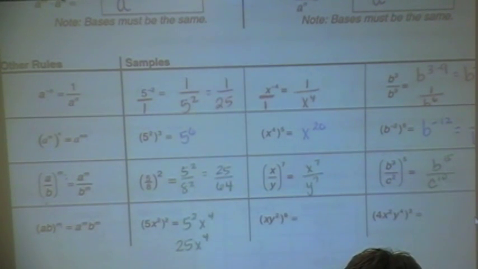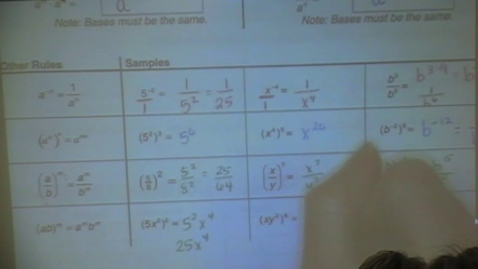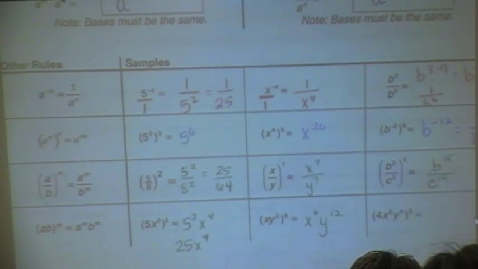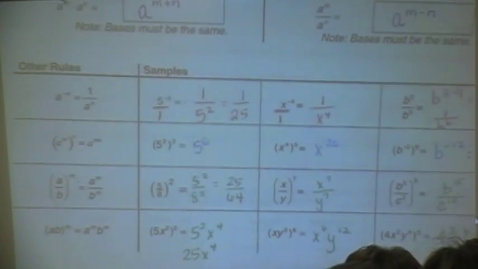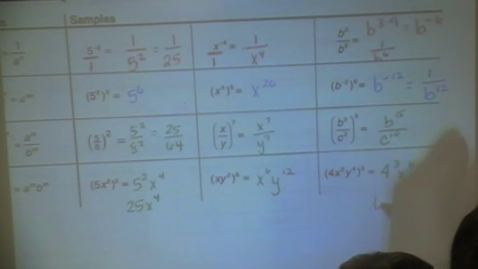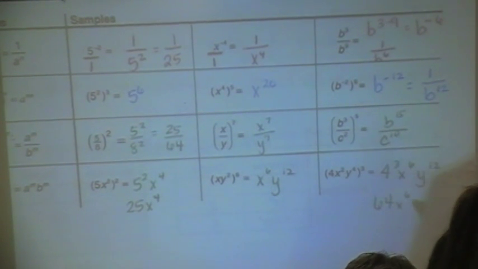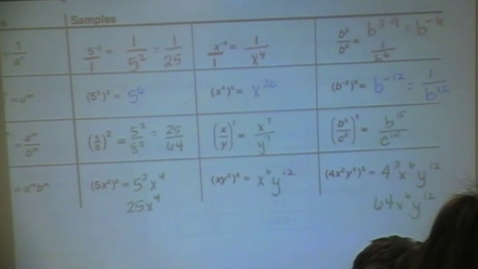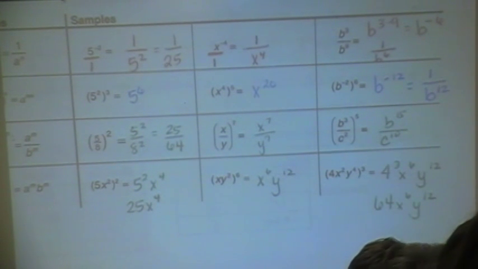You can't forget about the coefficient. It goes to the coefficient as well. This one would be x to the 6, y to the 12. All right, this is going to be 4 to the 3rd, x to the 6, y to the 12. 4 to the 3rd is 64, x to the 6th. So don't forget about the coefficient. That one has to be raised to the power as well.